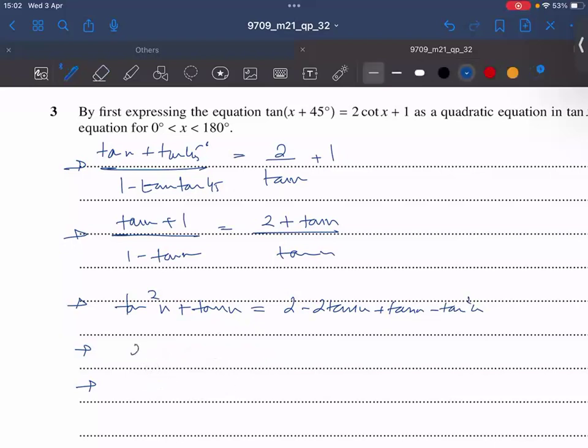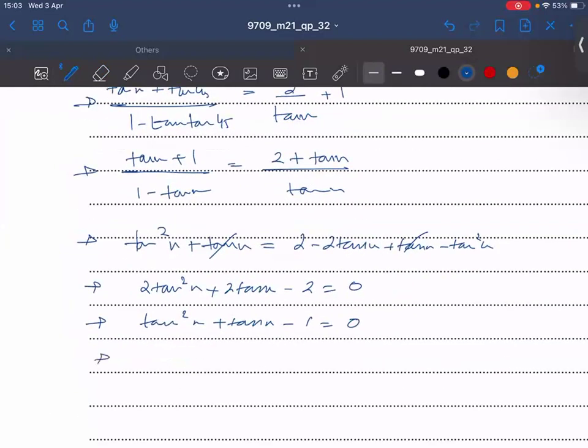It's going to be 2 tan square x. Tan x and tan x will get cancelled, plus 2 tan x minus 2 equal to 0. It's going to be tan square x plus tan x minus 1 equal to 0. All right. Now you'll be using the quadratic formula.